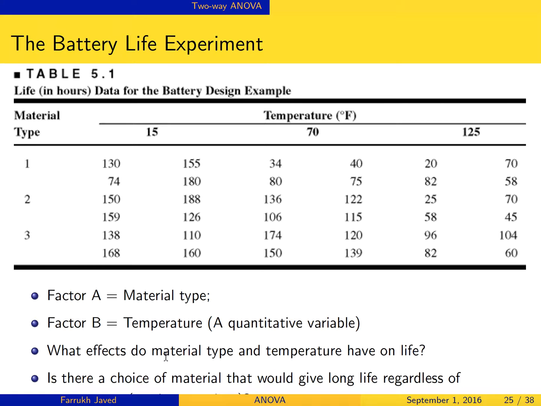So what effect do material type and temperature have on the life of the battery? We wanted to evaluate the life of a battery, but the life of a battery can be influenced by different factors like temperature and material type, right? And both of those factors have different levels. So how do we evaluate this hypothesis? What effect do the material type and temperature both have on the battery life?